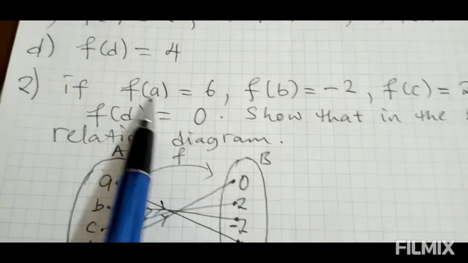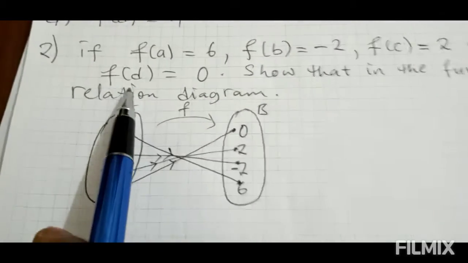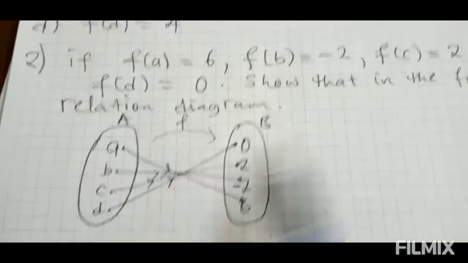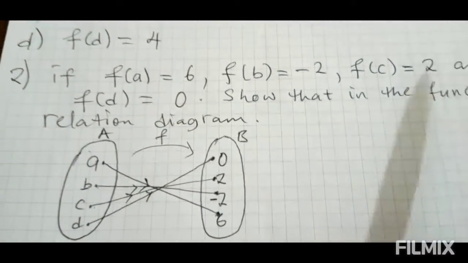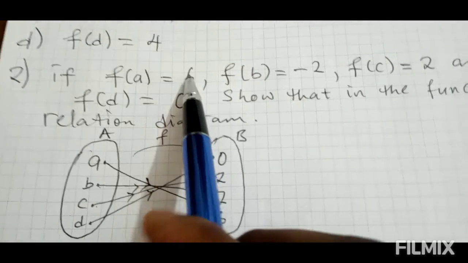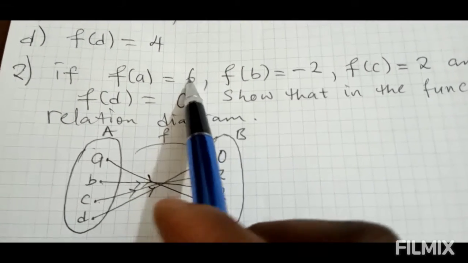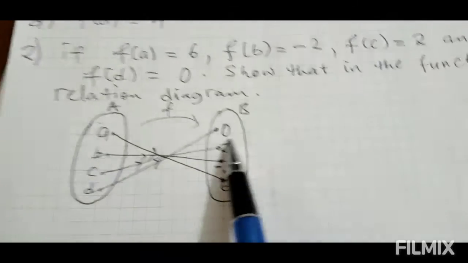Inside the f of a we have a, b, c, d. That's the input. And the output is the one on the other side of the equation, the left side. So we have this 6, 2, -2 and 0. These are the outputs.